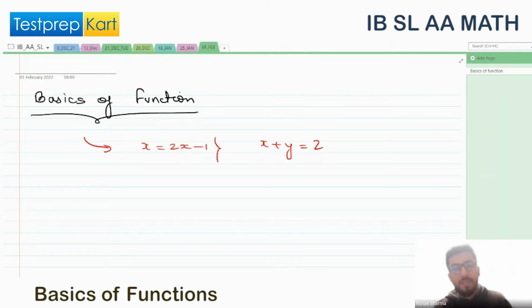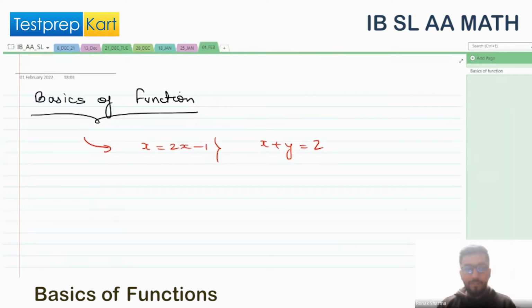If I'm saying that x plus y equals 2, what is it representing? That there would be some values of x and y, and the combination will be in such a way that the sum will be equal to 2, right? So there is a relation between the values of x and y such that the sum of both the variables should be 2. So this is a kind of relation, okay? Now I can make an infinite number of relations: x square plus y square equals 4, or x square equals y square minus 3, x plus y equals 1 by 3. It can be anything, okay? So that is all about relation.